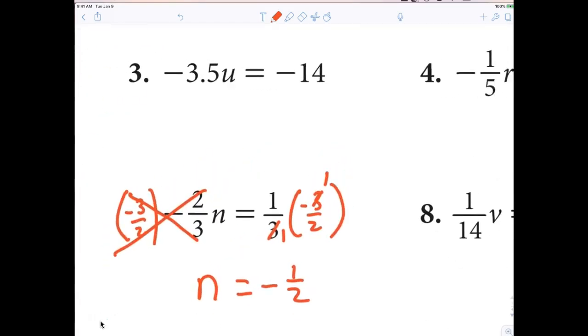All right. So everybody take a look at number 3. I'm going to divide by negative 3.5.